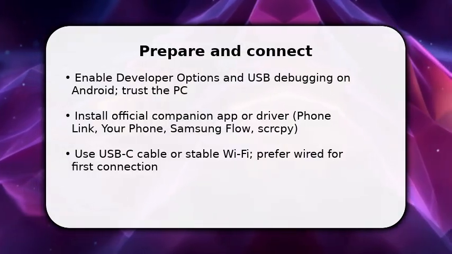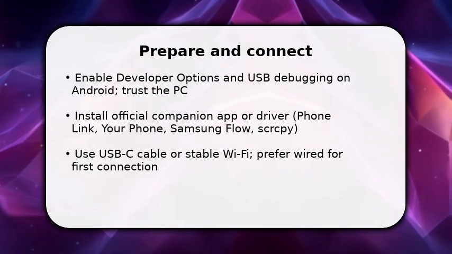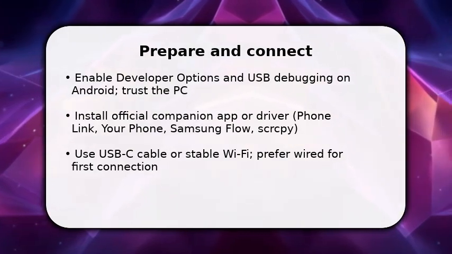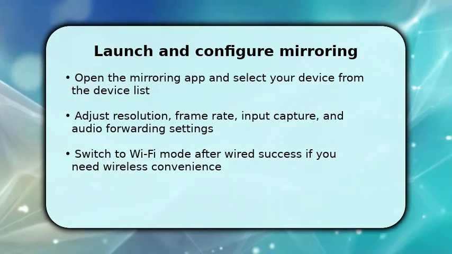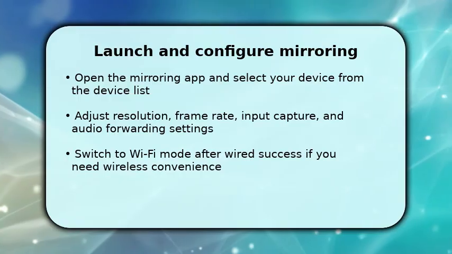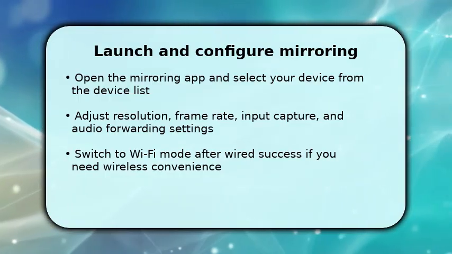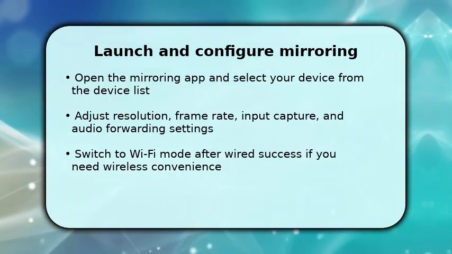Once the PC prompts, accept permissions on the phone and choose file transfer or trust this computer so the stream can begin. Once the app sees your phone, open the mirroring session and choose the phone as the source. You do this because the laptop needs an active input to render the screen.